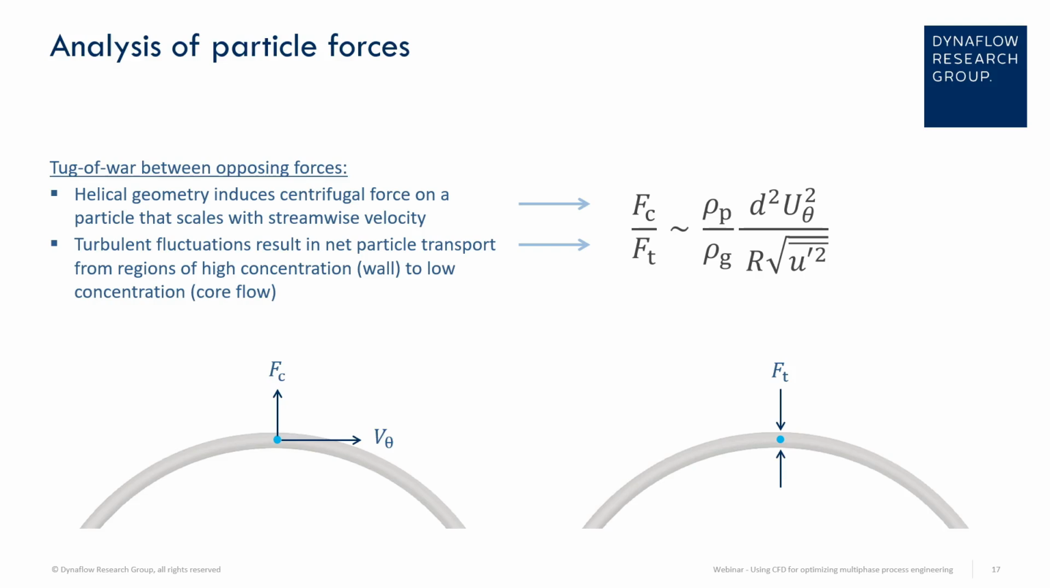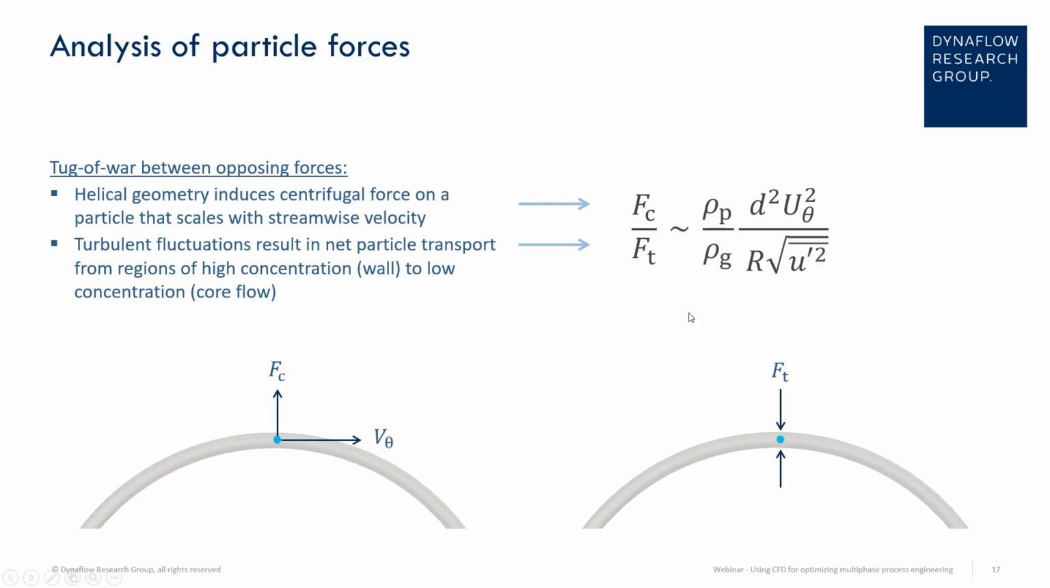As an analysis of the particle forces, we found that the two most important aspects were opposing each other. So the helical geometry induces a centrifugal force on a particle, which scales with the streamwise velocity. So if the particle has a streamwise velocity v theta, and it's basically going around the center point, you'll have an outward centrifugal force on the particle. And then turbulent fluctuations inside the gas flow result in a net particle transport from regions of high concentration, which is usually near the wall because the particles stagnate there, to regions of low concentration, so the core flow.